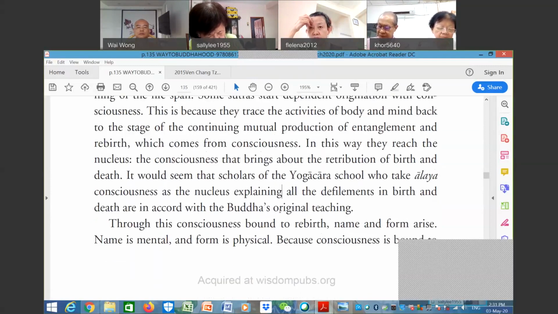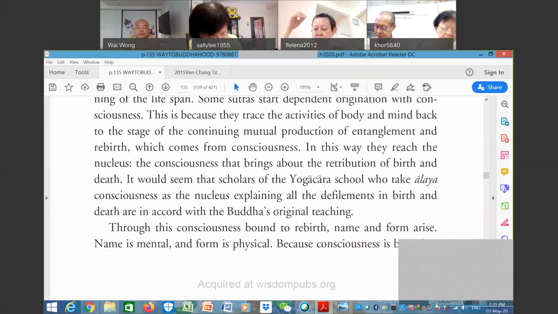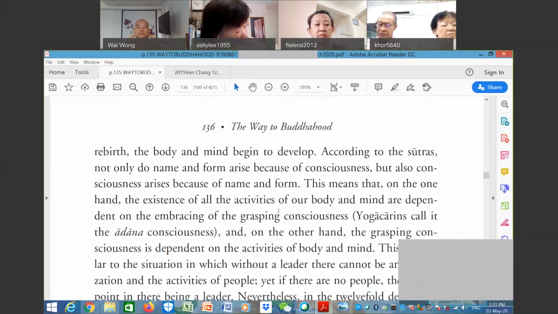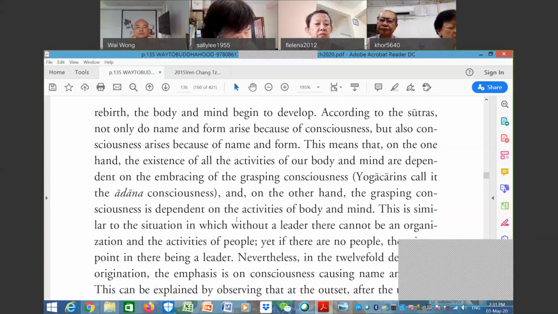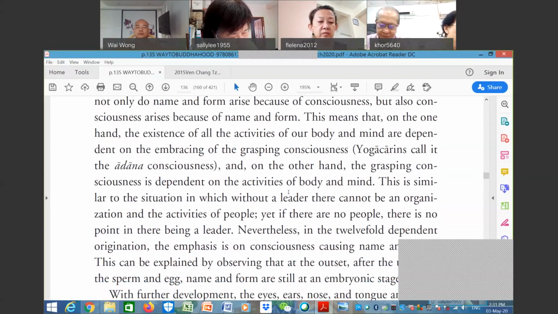Through this consciousness bound to rebirth, name and form arise. Name is mental, form is physical. Because consciousness is bound to rebirth, the body and mind begin to develop. According to the sutras, not only do name and form arise because of consciousness, but also consciousness arises because of name and form. This means that on the one hand, the existence of all activities of our body and mind is dependent on the embracing of the grasping consciousness. Yogacarins call it the adana consciousness. And on the other hand, the grasping consciousness is dependent on the activities of the body and mind.